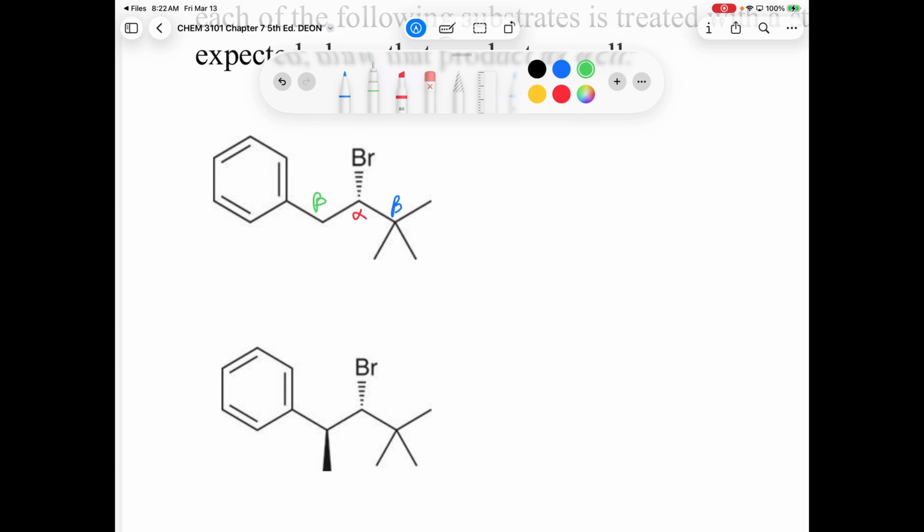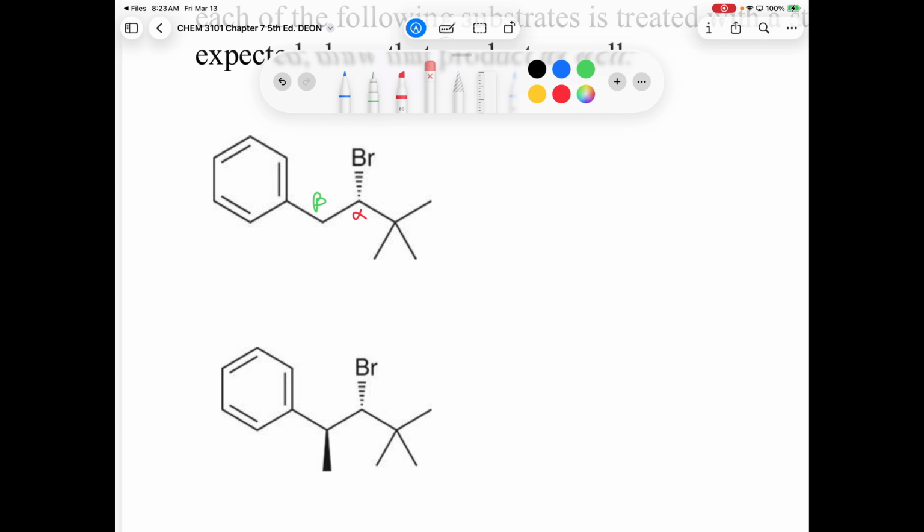Let me ask you guys, which beta carbon are we going to abstract a proton from with our base if we're doing an E2 reaction here? Are we going to take a proton off of the green beta carbon, or the blue beta carbon? The green, right? Are there any hydrogens on the blue beta carbon? No, it was kind of a, I always say there's no trick questions. It was borderline a trick question. You're like, there's no hydrogens on there, Mr. Dion. You're nuts, okay? You can just erase that.